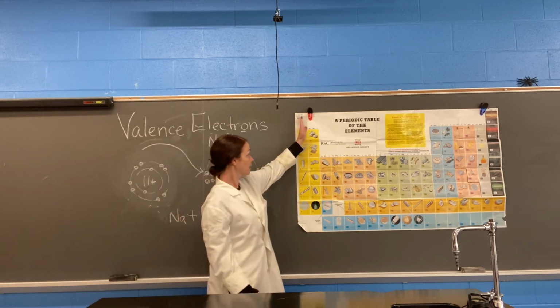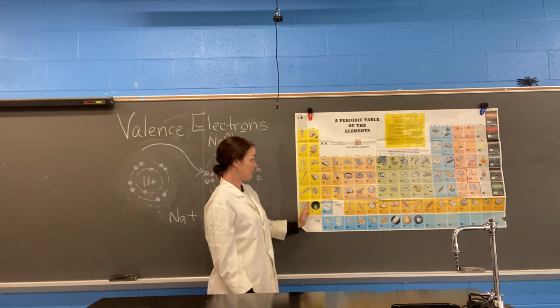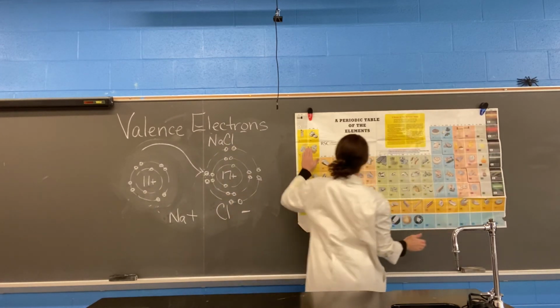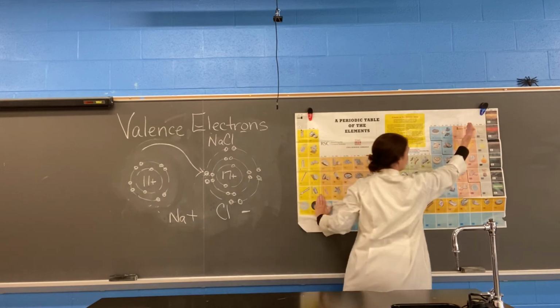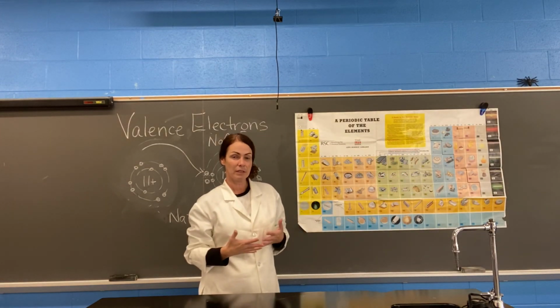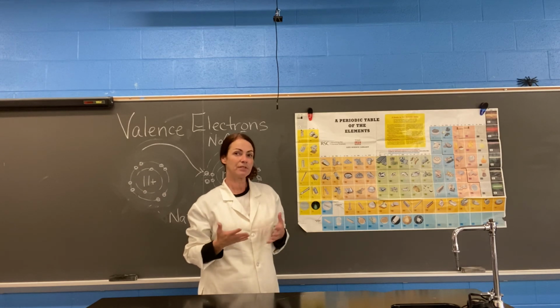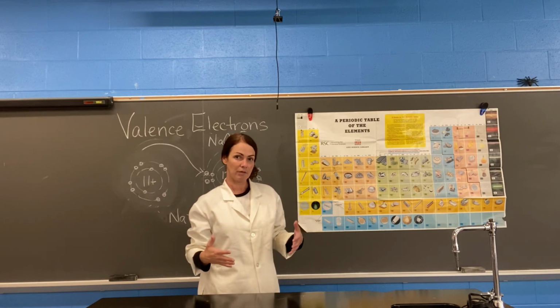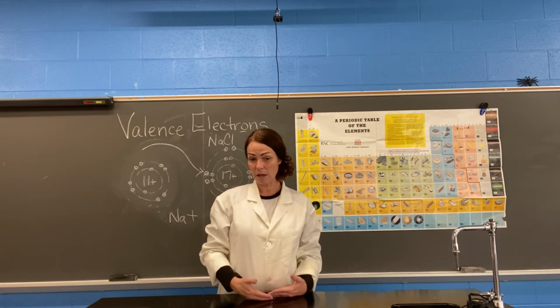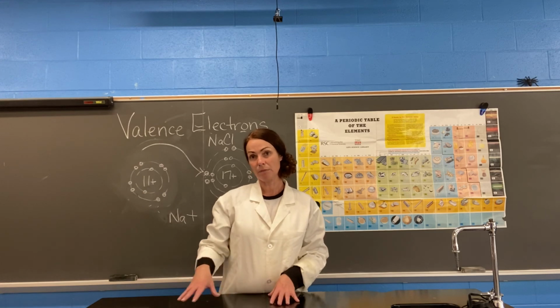So if you have something in this area, it sticks well to things in this group. Things in this group stick well to things in this group. And the things in the middle are a little bit different. They have sort of half-filled outside energy levels. And that's where we're going to stop today with valence electrons. But hopefully that's going to make sense as we move forward.